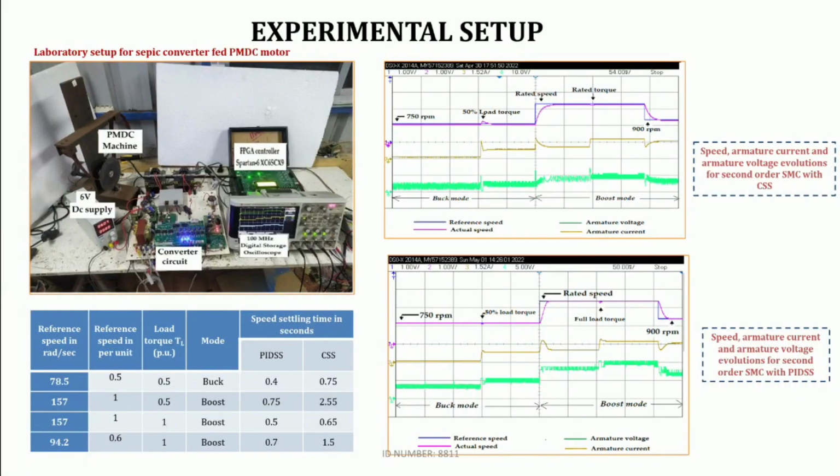Experimental setup. Laboratory setup for SEPIC converter fed PMDC motor, which consists of a PMDC machine, 6 volt DC supply, converter circuit, 100 MHz digital storage oscilloscope and FPGA controller. Here the results are shown for speed, armature current and armature voltage evaluations for second order SMC with the classical sliding surface and proportional integral derivative sliding surface for various time periods.